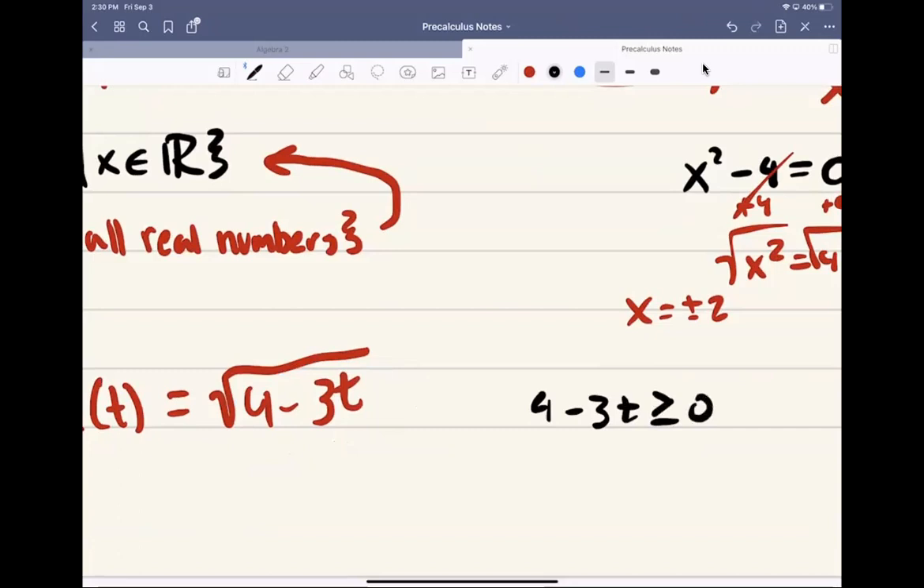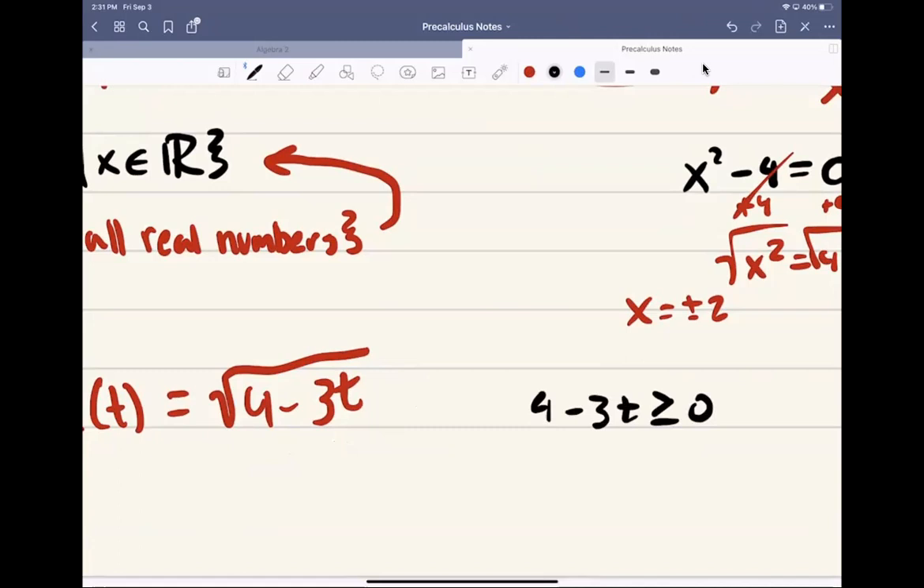Why does it have to be greater than or equal to 0? Because those are all the numbers that are going to give you a positive or a 0 number. We cannot, under any circumstance, have the expression inside the radical become negative.